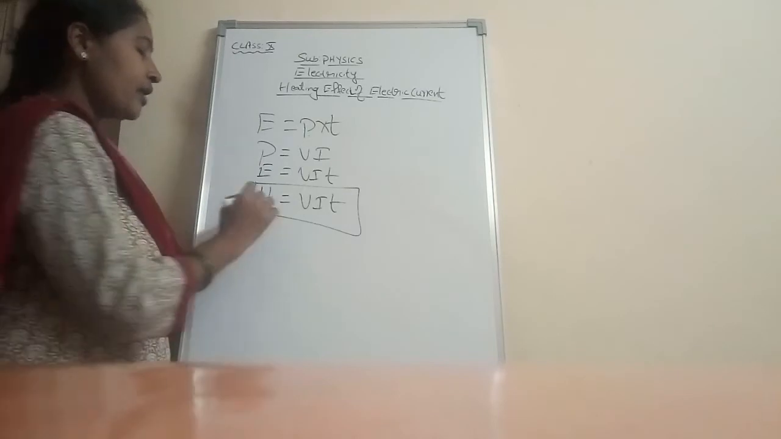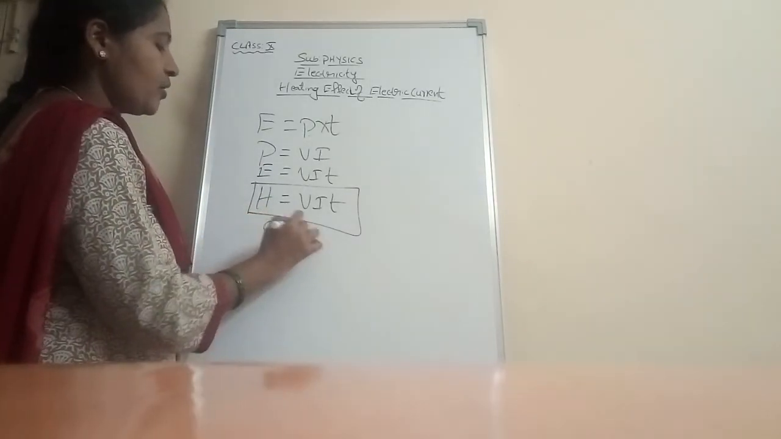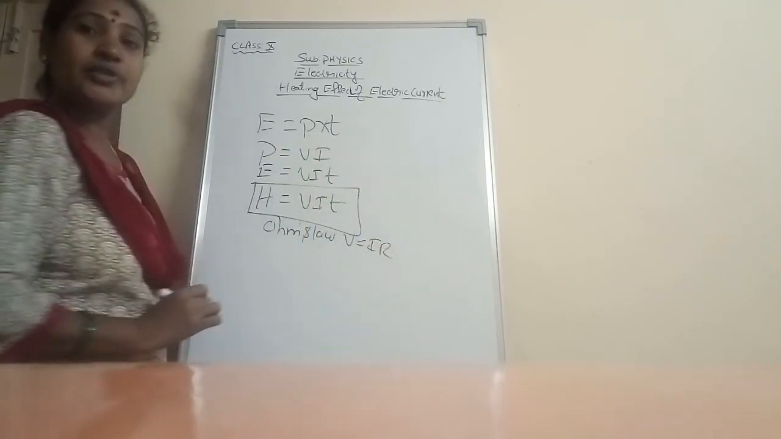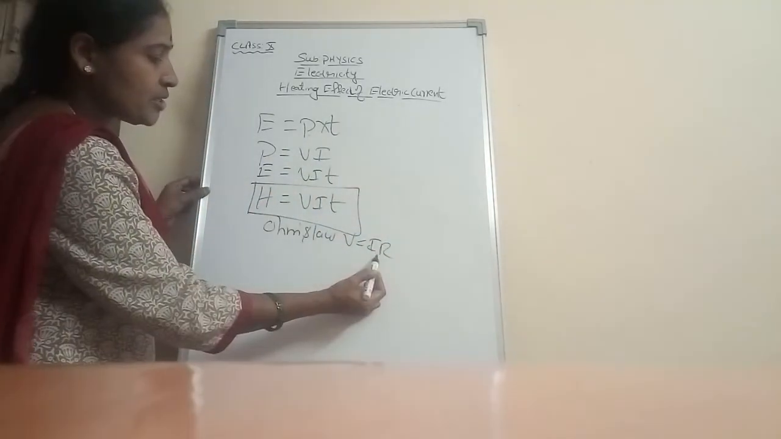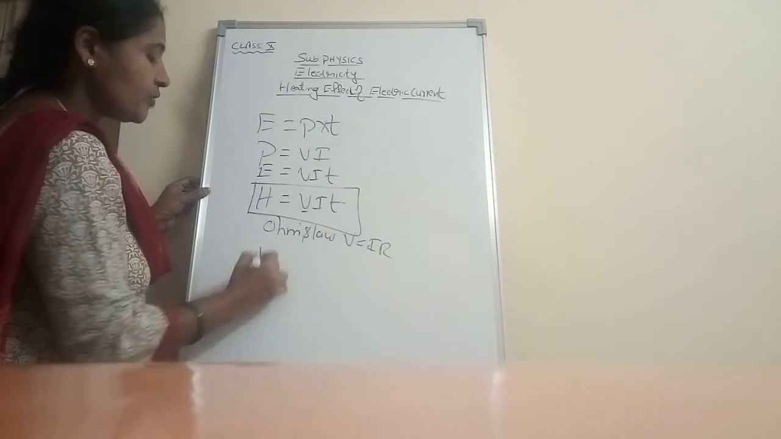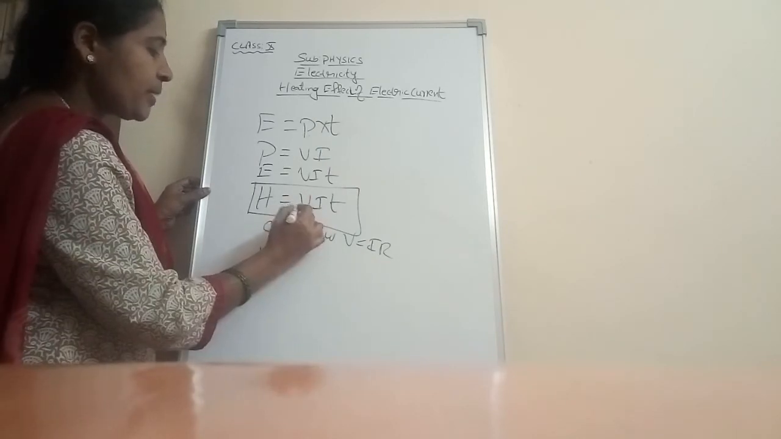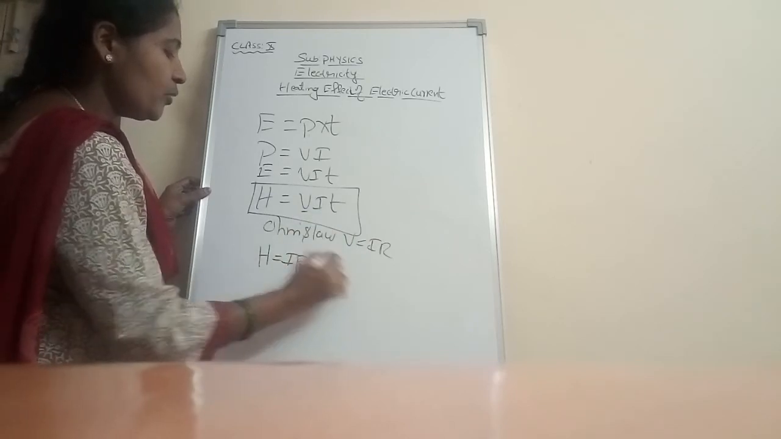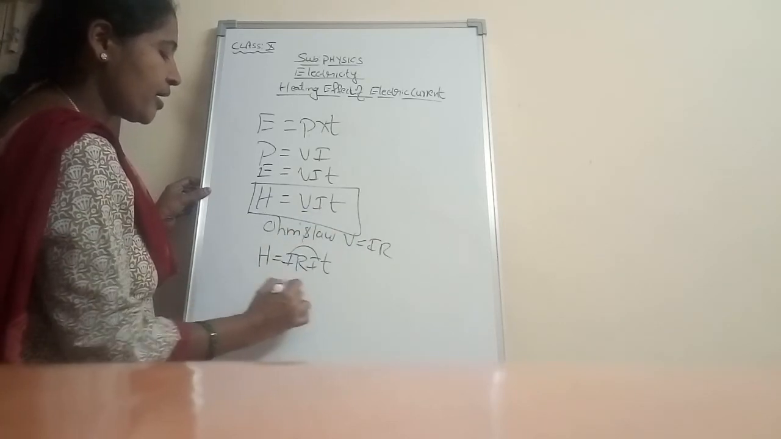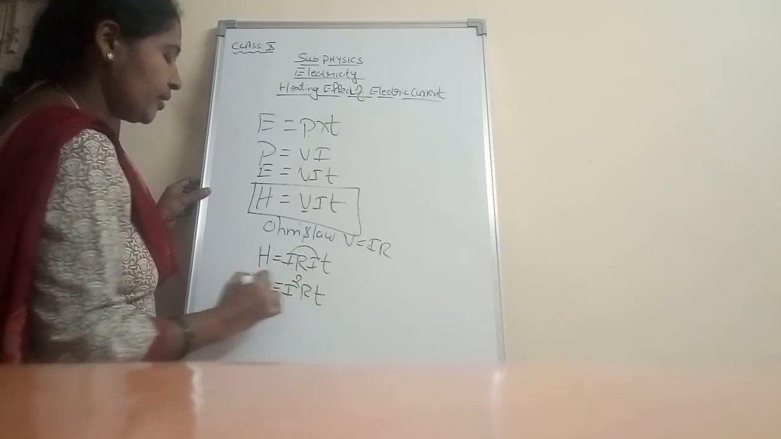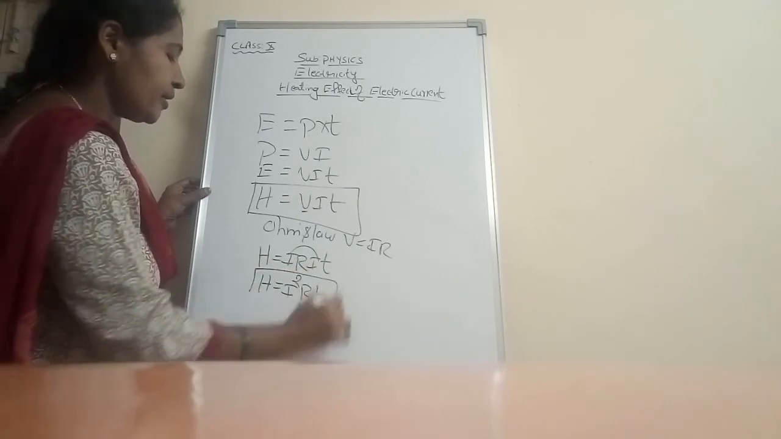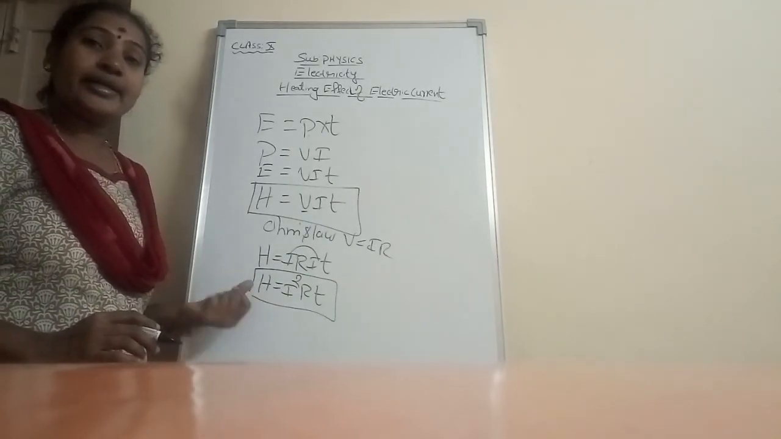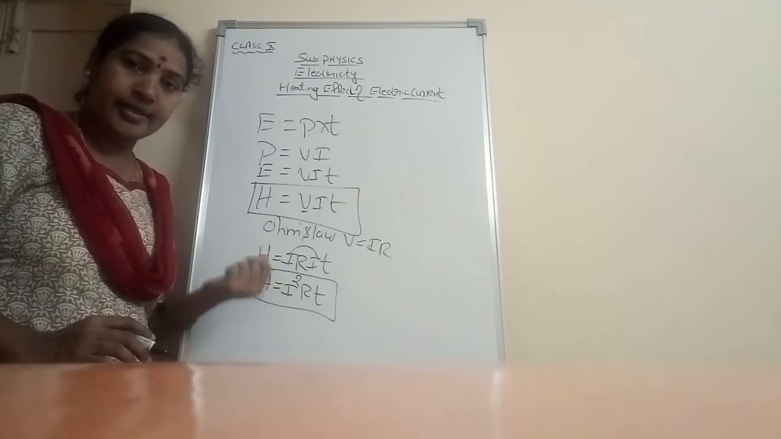Okay children, and according to Ohm's law, you know that V is equal to IR. Let me substitute V is equal to IR here. So what will happen in the next equation? In place of V, I have to substitute IR, and here I into T. I into I, that will be I square R into T. H is equal to I square RT. So the heating effect of electric current formula is H is equal to I square RT.